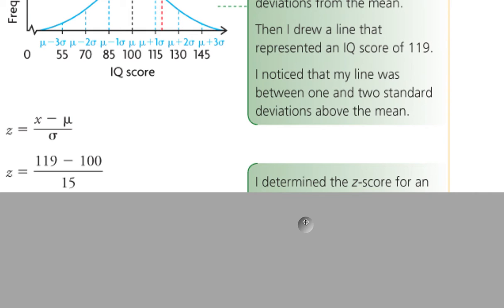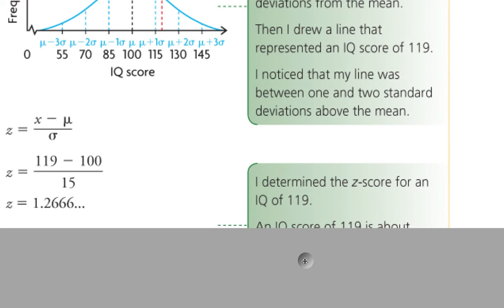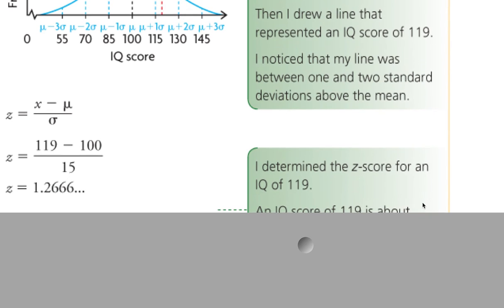If you enter this in your calculator wrong and you get a number that seems off, which can happen, we know that the answer should be a little bit more than 1. Now, the tables that we have for z-scores measure z-scores to 2 decimal places. So I would use 1.27 as my z-score.